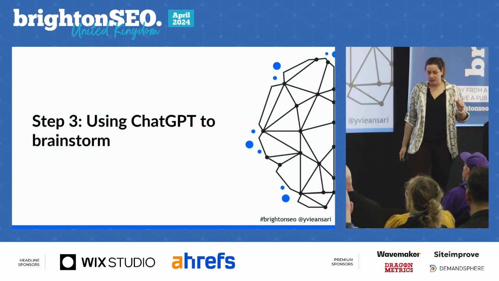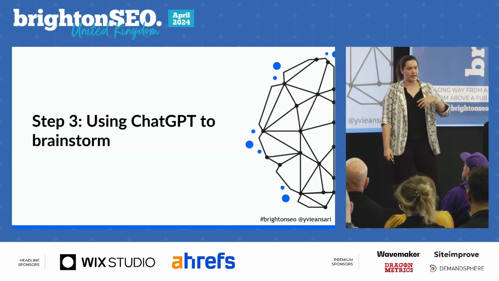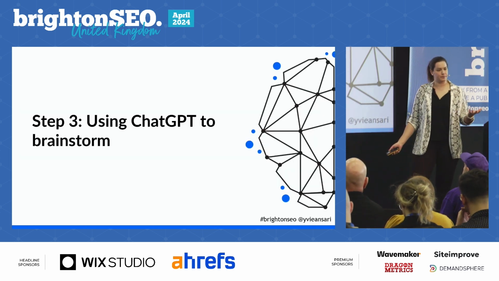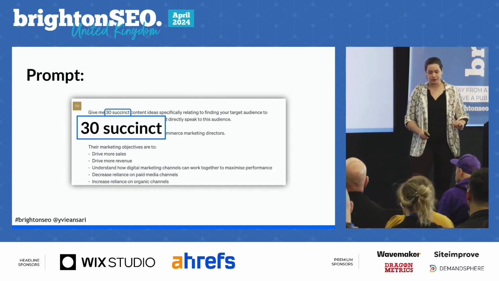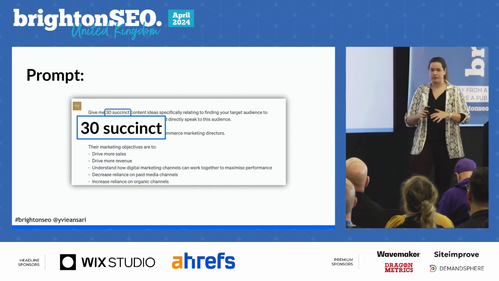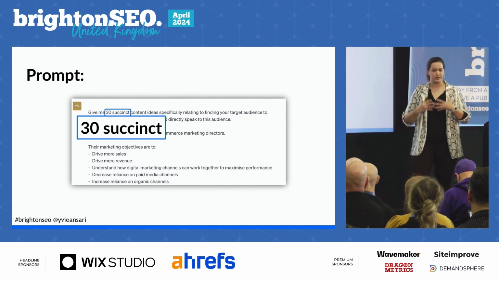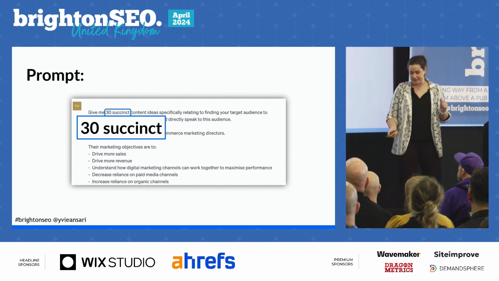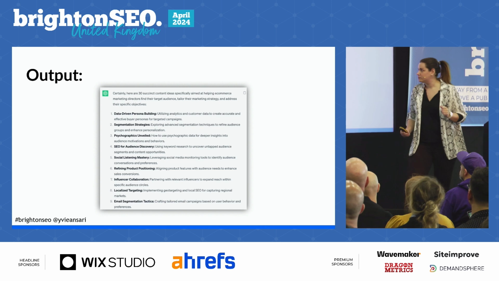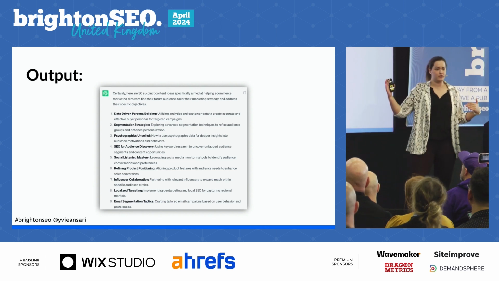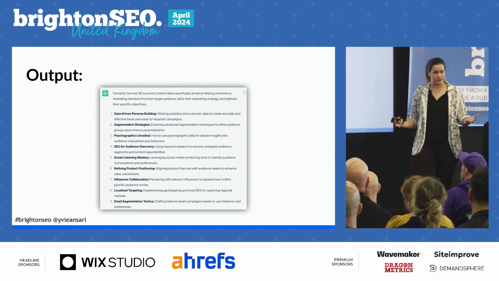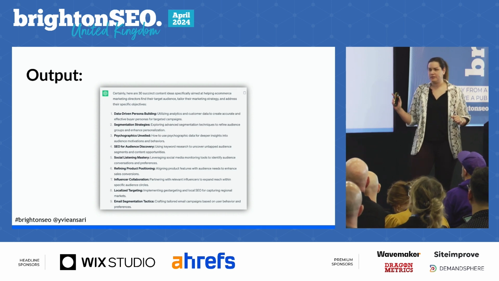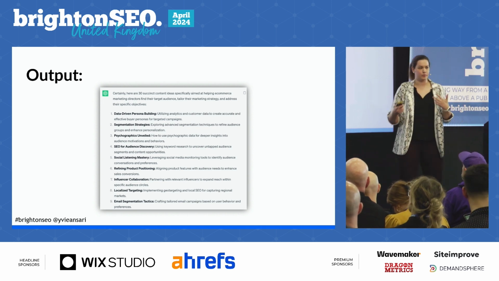So the next thing to think about is, how are you going to use that to brainstorm? Taking that exact same prompt and making a very tiny change, rather than 5 content topics, I've gone, give me 30 succinct content ideas. So what you can see here is a lot more information, but a lot more condensed, which is quite nice and much more digestible.